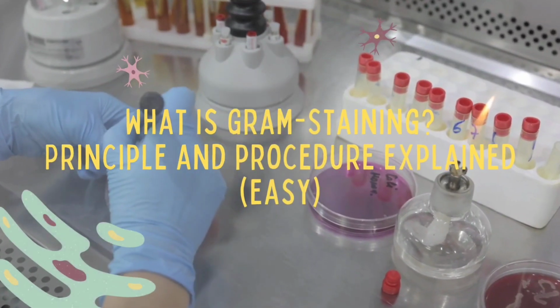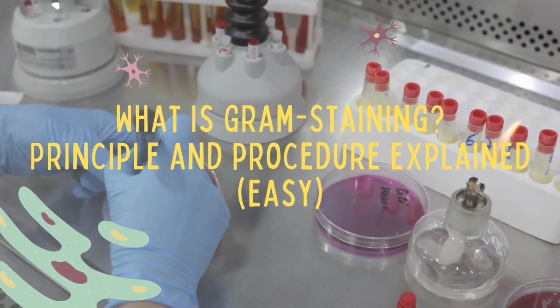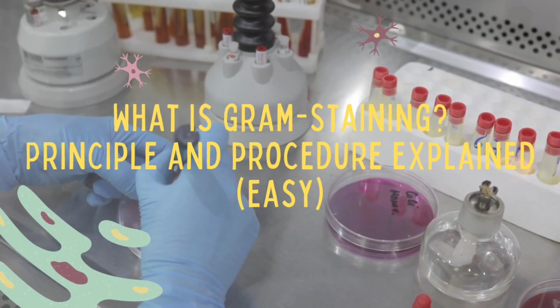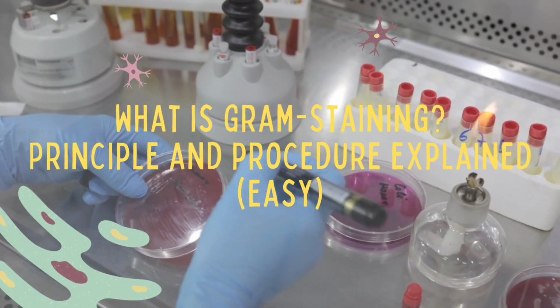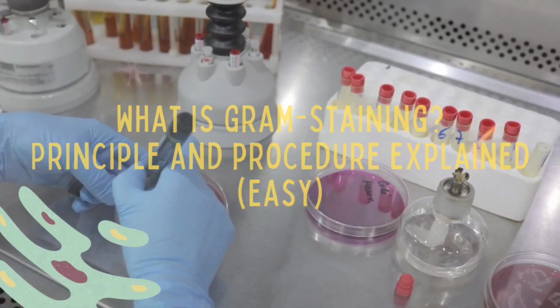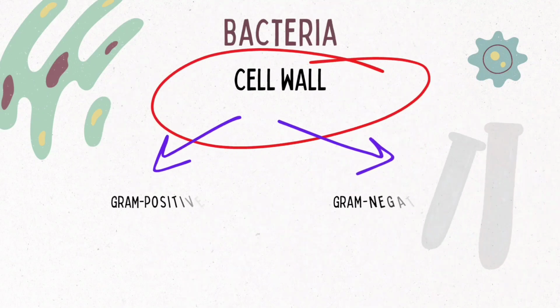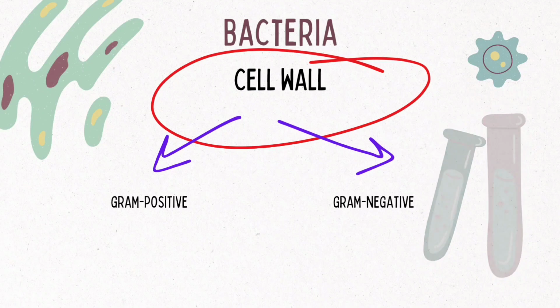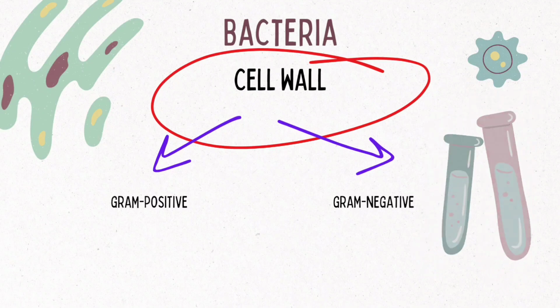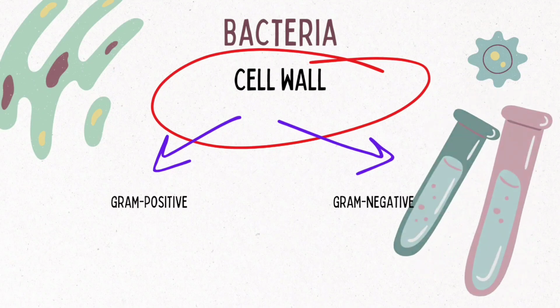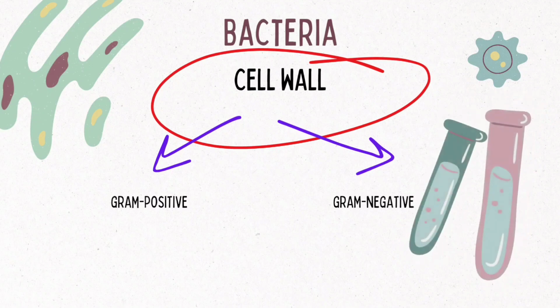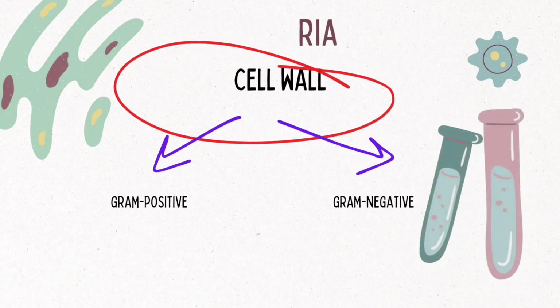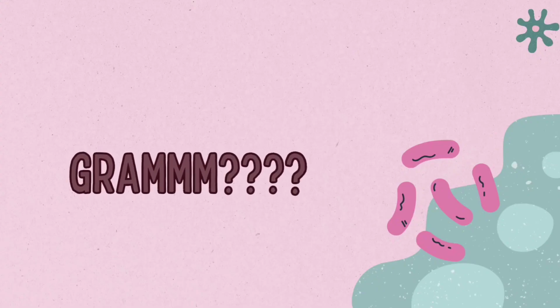Have you ever heard of gram staining? This video explains the principle behind gram staining and also tells you how it is done. By now, we all know that most of the bacteria have cell walls in them. On the basis of the composition and structure of their cell walls, bacteria can be distinguished into gram-positive and gram-negative bacterial cells. But what do we exactly mean when we say gram?